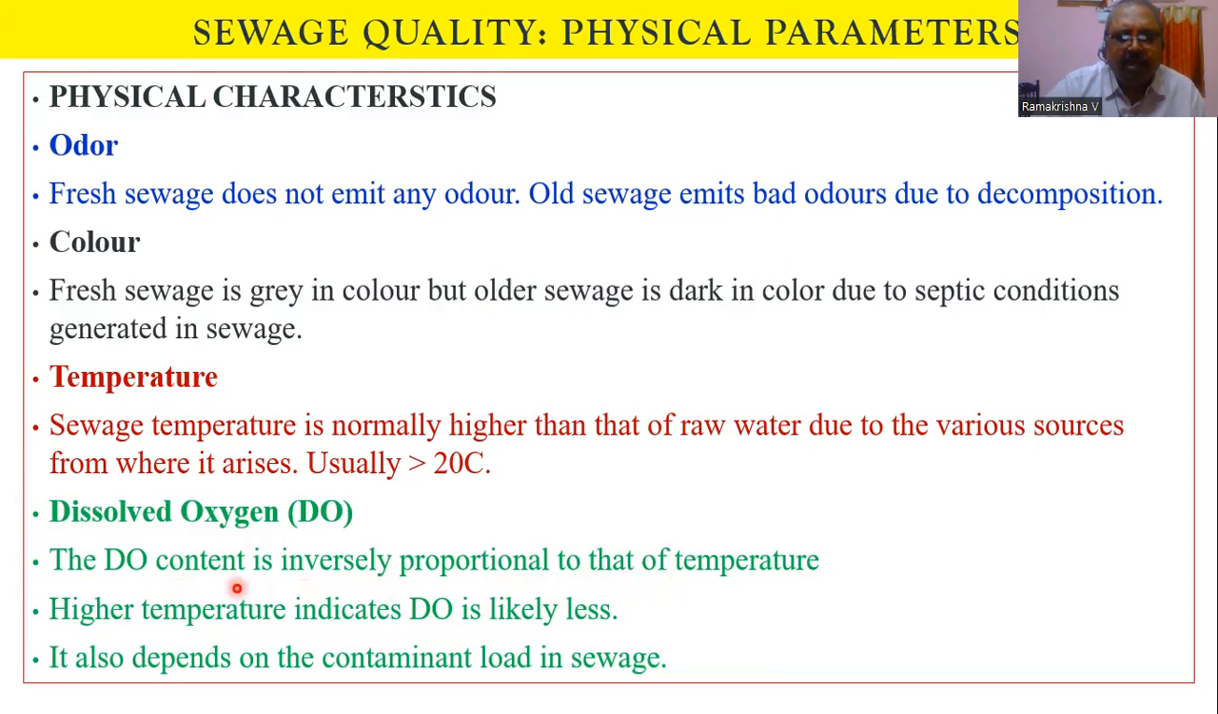So this DO content is inversely proportional to temperature. Higher temperature indicates DO is likely less. And it also depends on what type of contaminant load is there in the sewage. Highly organic load means a lesser DO. Inorganic load means there may not be much organic loading, so not much dissolved oxygen requirement.